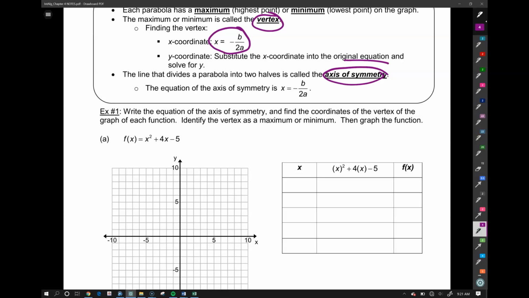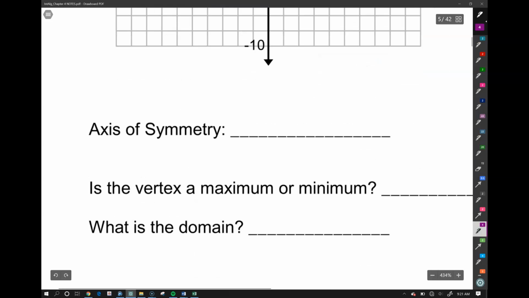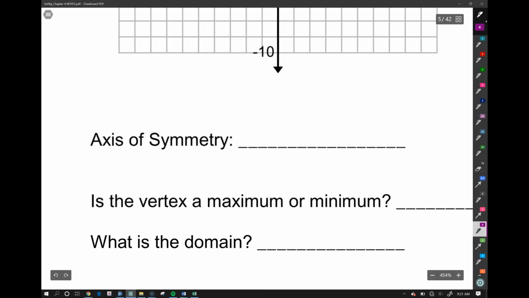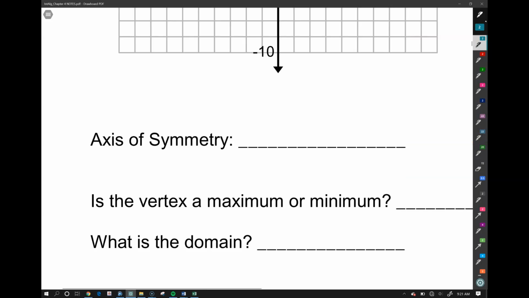Eli, how do I find the axis of symmetry again? It should be the line that divides the graph. Yeah, so how would I find it? Do we know the axis of symmetry? Oh, it's x equals negative b over 2. Exactly, x equals negative b over 2a.